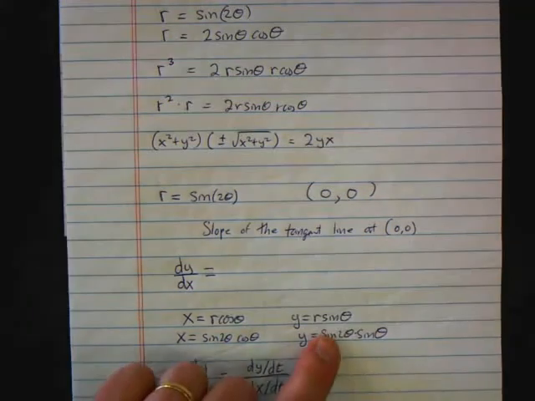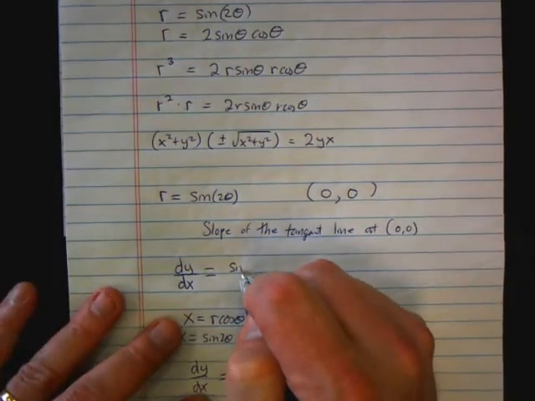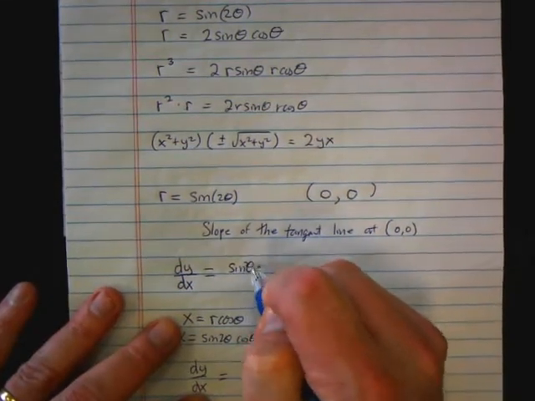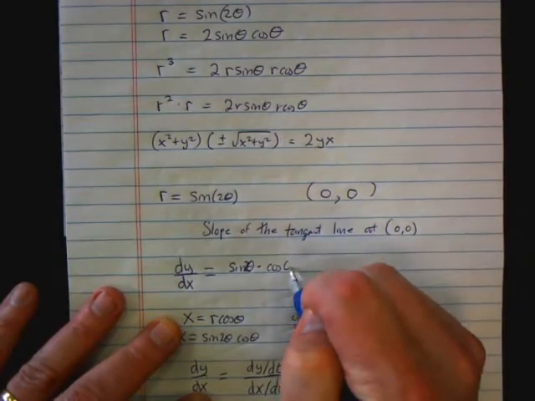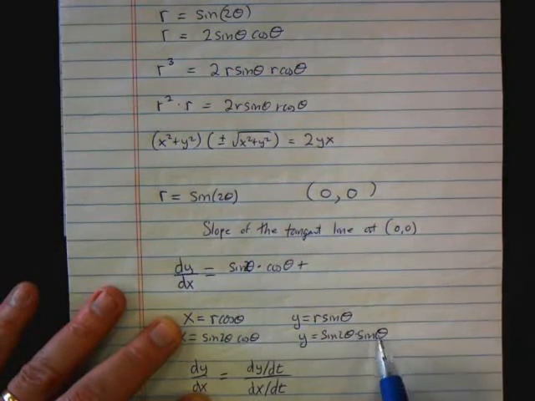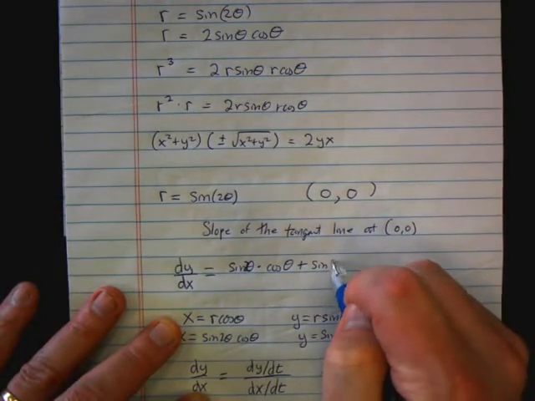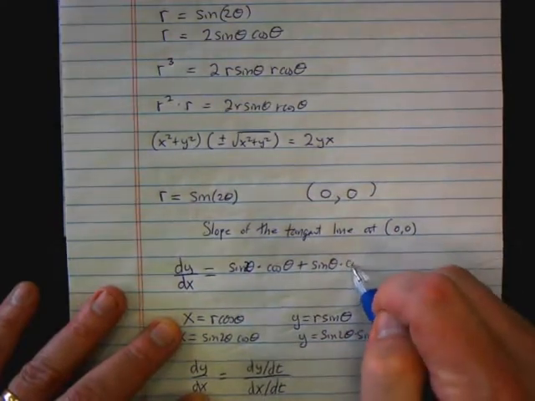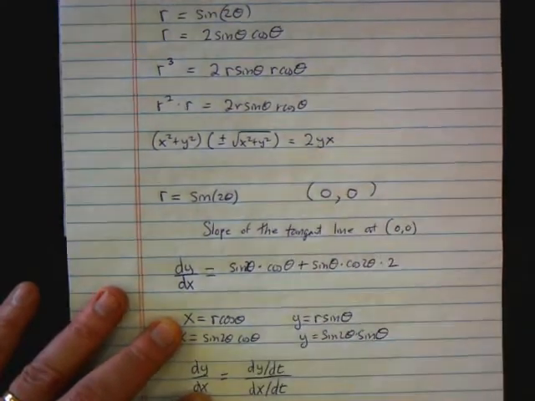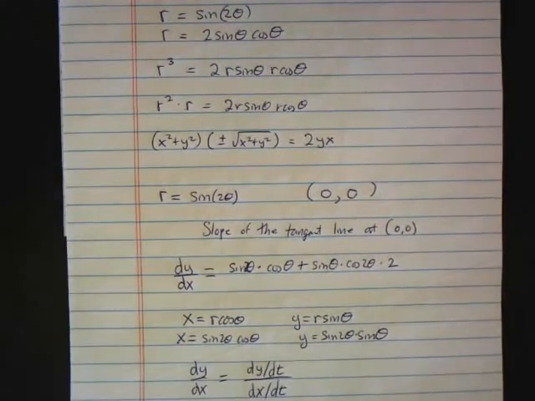So I'm going to leave sine 2 theta alone, multiply by the derivative of sine theta, that's cosine theta. Plus, then I leave the sine theta alone, and I multiply by the derivative of sine 2 theta, that's cosine 2 theta times 2. So there's dy d theta.